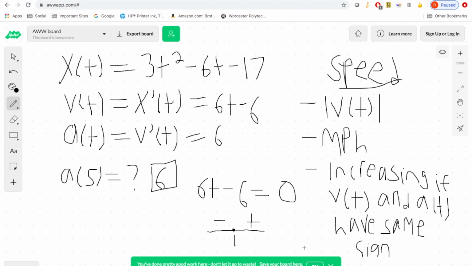Sign charts will be important for us a little bit later too, but that's all we really need it for here. And we know that the velocity is going to be positive when t is greater than 1. And that's precisely what our solution to the problem is going to be. t is greater than 1, and if t is greater than 1, the speed is increasing. That's our solution, and that's all that we need to do. And boom, we have solved this motion problem.